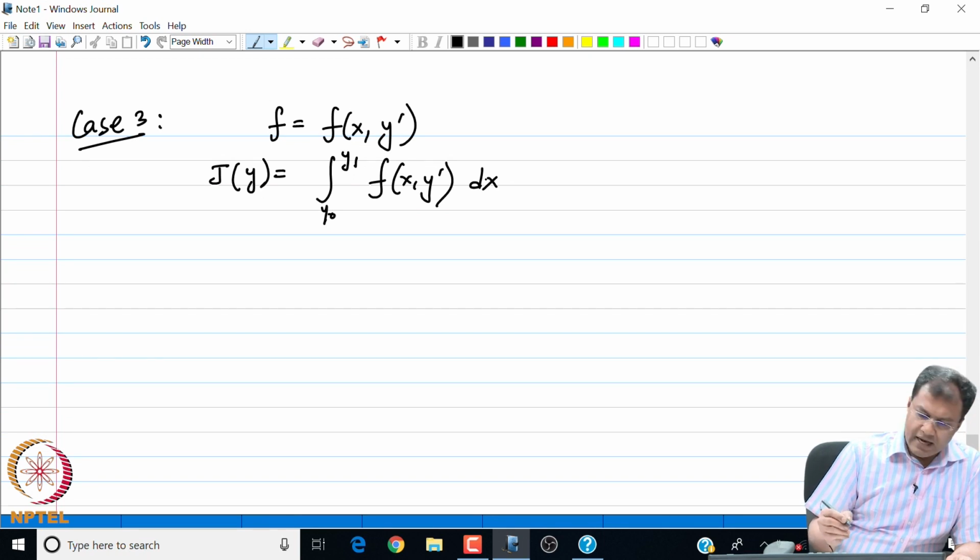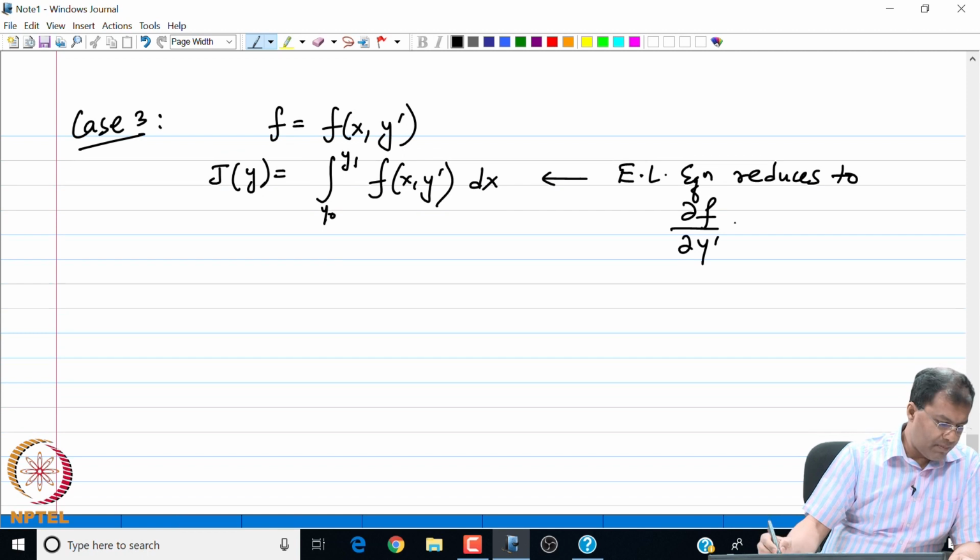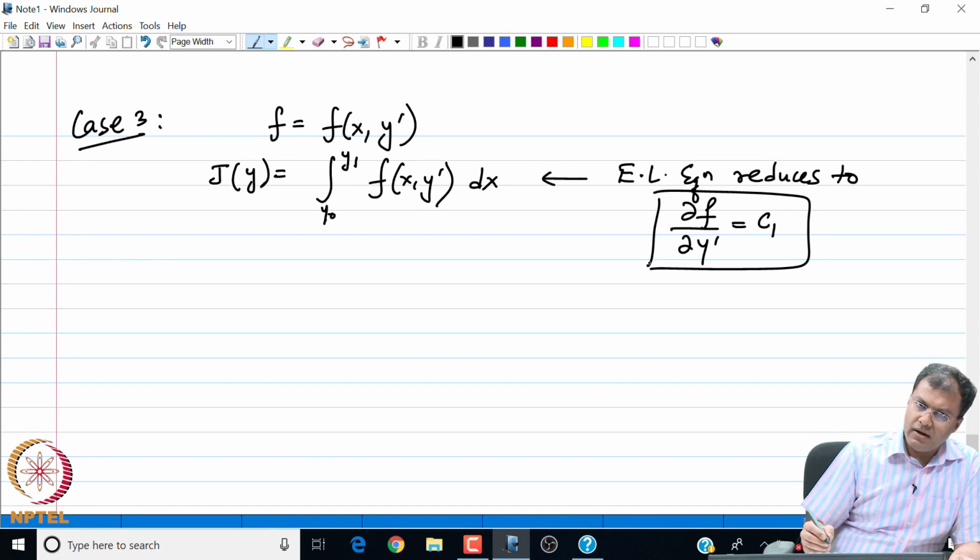Okay. And then if we recall, my Euler-Lagrange equation involved partial derivatives with respect to y and partial derivatives with respect to y prime. So, the partial derivative with respect to y is going to vanish because there is no explicit dependence on y in this integrand. So, in this case my Euler-Lagrange equation reduces to the following simple form: partial f by partial y prime is equal to a constant C1, right. So, that can be very quickly derived from the Euler-Lagrange equation.